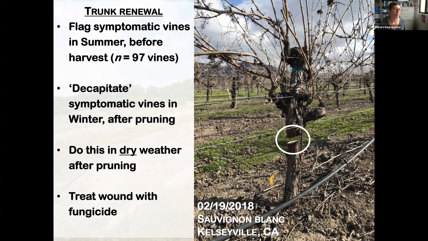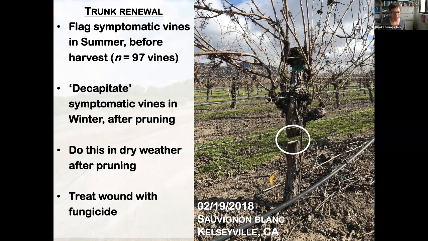This was a vineyard that had very serious ESCA. And we worked with the grower to identify the symptomatic vines in October of 2017. Then in February of 2018, we came in and used a chainsaw to cut these vines. This is above the graft union, mind you. These are all grafted onto rootstocks.